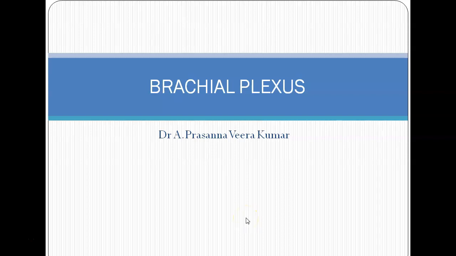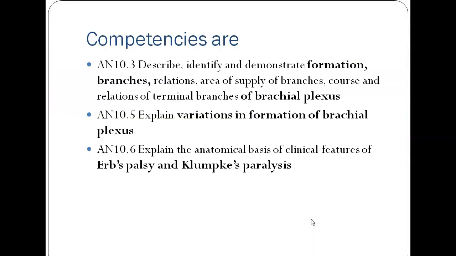So the class is brachial plexus. In this there are three competencies. One competency is formation of the brachial plexus, its branches. Another competency is variations in the formation of brachial plexus. And the third competency is clinical features of Erb's palsy and Klumpke's palsy or Klumpke's paralysis.